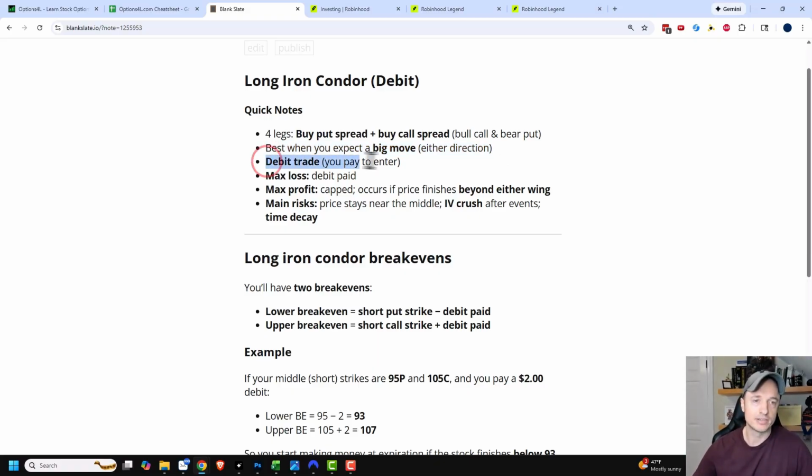Again, it is a debit trade. You pay to enter. The max loss is the debit you paid, so it is a defined risk trade. And the max you will lose is what you paid to get into the trade in the first place. Maximum profit is capped. It occurs if the price finishes beyond either wing, so you'll see that in our example.